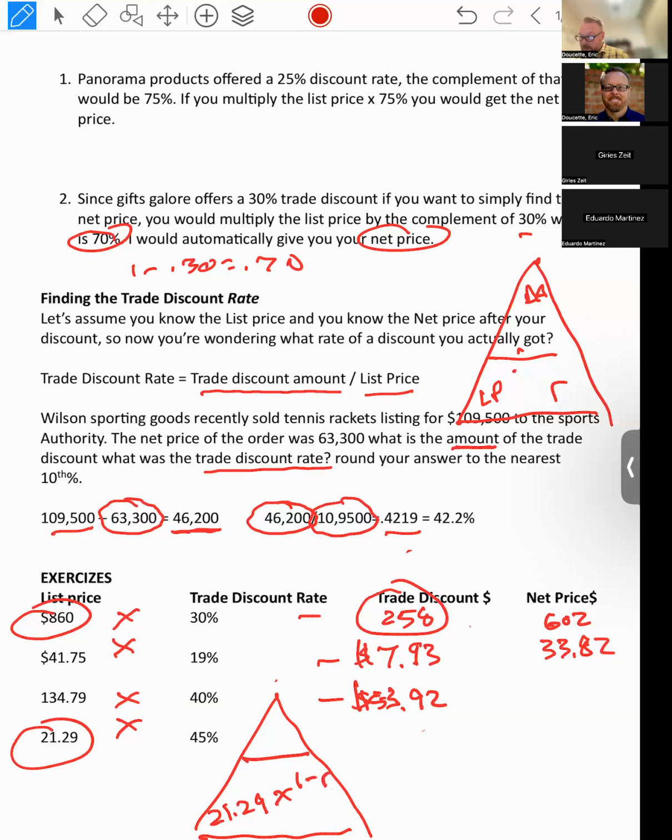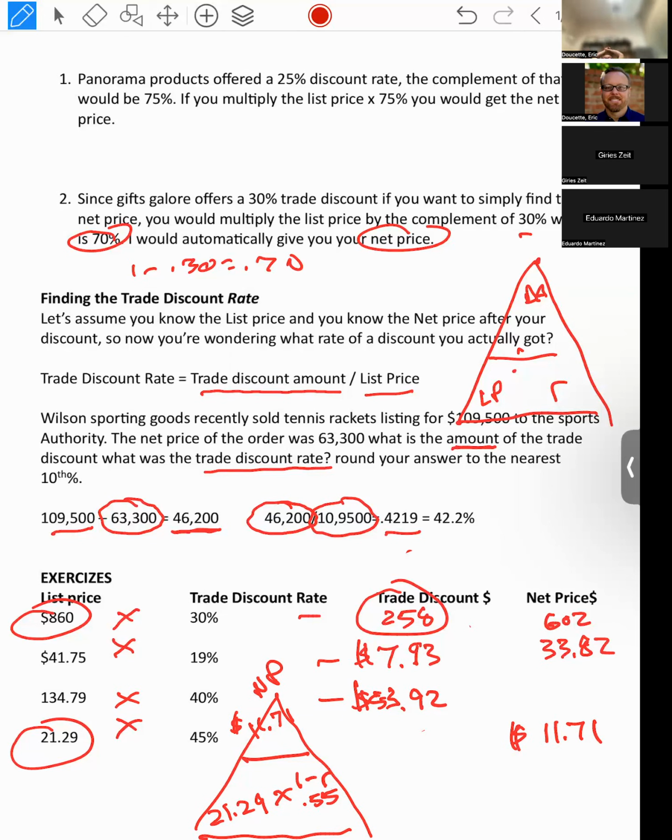minus the rate. Remember I told you to get net price. So if I do 1 minus 45%, then 1 minus 0.45 would be 0.55. So if I multiply 21.29 times 0.55, the complement, that gives me $11.71. So that would have been my list price here. So I bought them for $21.29. They gave me a 45% discount. So my net price is, I actually paid $11.71.